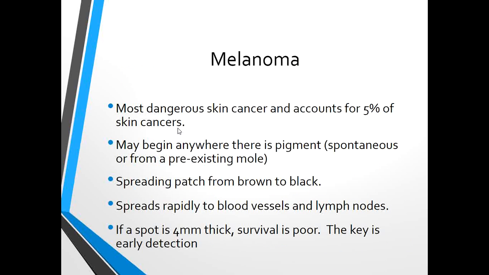The last skin cancer is melanoma. Melanoma is the most dangerous skin cancer, but luckily we only find it in about 5% of skin cancers. The problem with melanoma is that you can find it from anywhere that there's ever been a pigment. It could be from a pre-existing mole or freckle or spot. Sometimes it can just pop up on its own. So a melanoma, one of its key characteristics is that it changes colors. You'll see an area of black, an area of brown, and it kind of fades in and out.